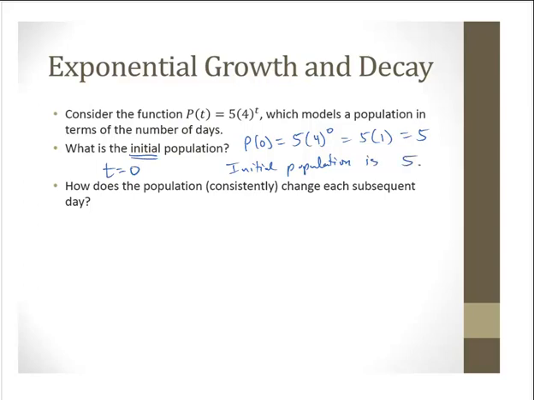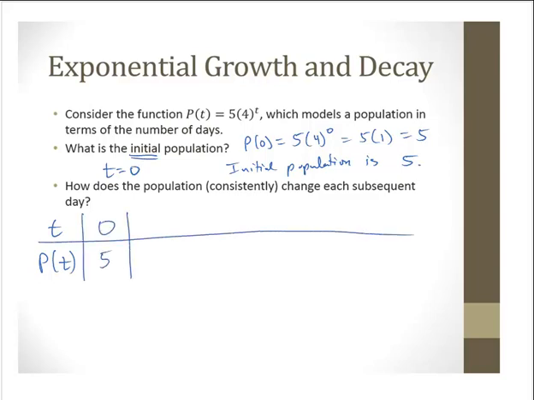How does the population consistently change each subsequent day? Well, let's create a table of values to look at this. So here we have t versus p of t, and let's start at 0. At 0 we have 5. After 1 day, we would have 5 times 4 to the first power. That's 5 times 4, which is 20.